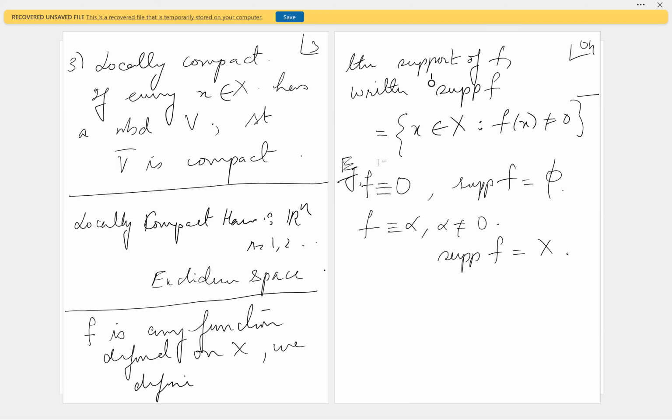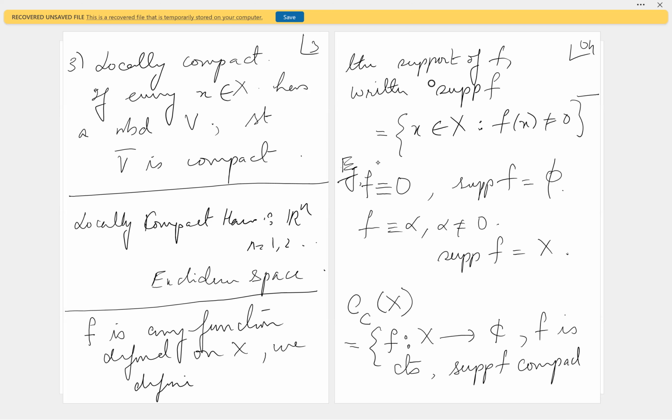Okay. So now let me come to the space Cc(X). What is this? It's the collection of all continuous functions on X with support of f a compact set. Okay.